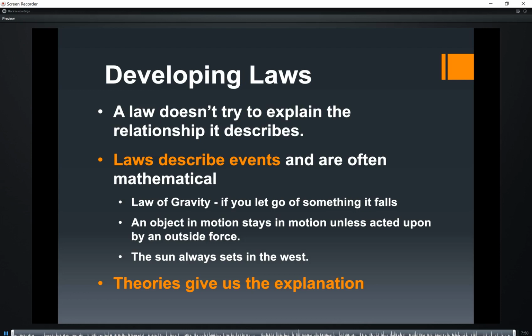Now, this describes what happens, and it summarizes an event, but it doesn't explain what gravity is or how it works. So it doesn't give you the why or the explanation. 3 centuries later, Albert Einstein developed the theory of relativity, and then scientists were able to understand what gravity is and how it works. And the theory of relativity gives you the explanation as to why the law of gravity works the way it does. But that was 3 centuries later.